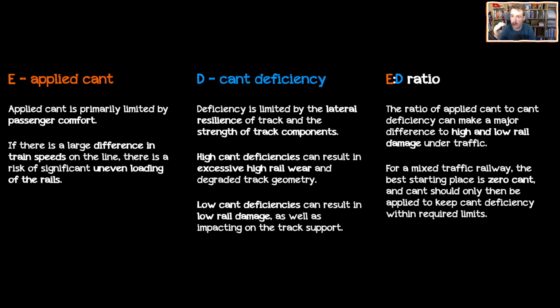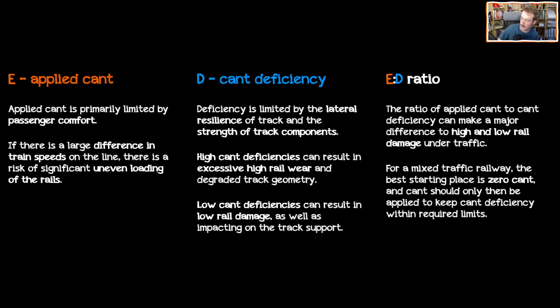So you go for 0 Cant, and you keep with 0 Cant until you reach the point where your Cant deficiency is climbing and climbing as your radius gets tighter, and it reaches the limits of Cant deficiency, which we'll talk about in a second. At that point, apply Cant to then keep your Cant deficiency within the limits.